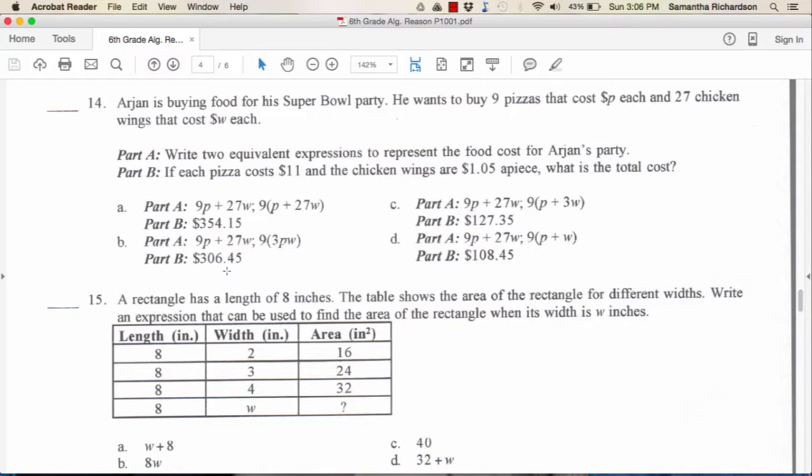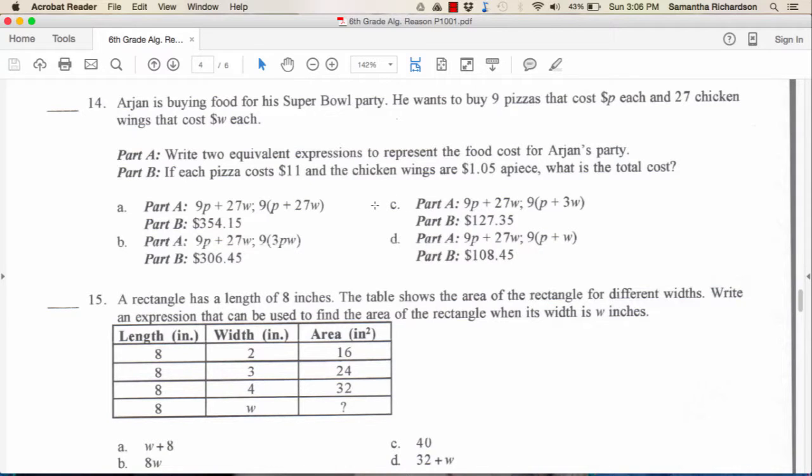A. Part A. 9P plus 27W, or 9 parenthesis P plus 27W, close parenthesis. Part B. $354.15. Option B. Part A, 9P plus 27W, or 9 parentheses 3PW, close parenthesis. Part B, $306.45.